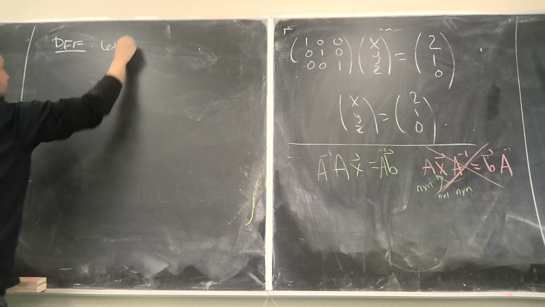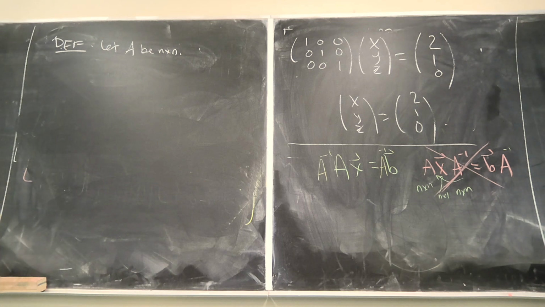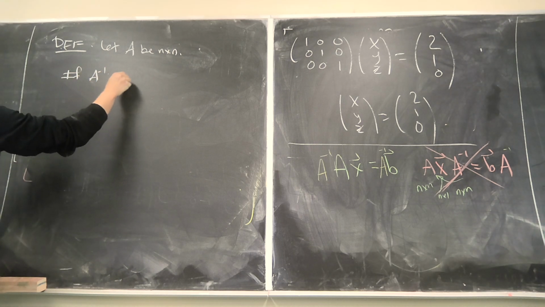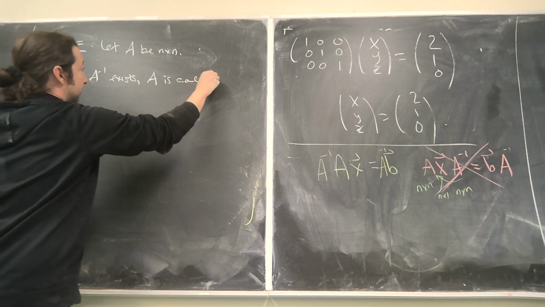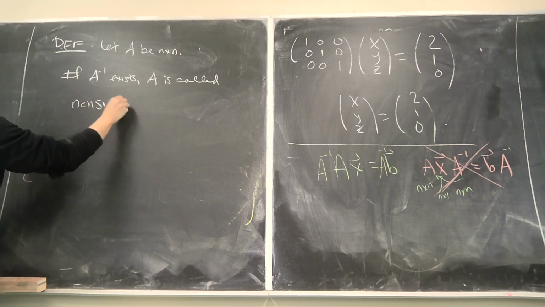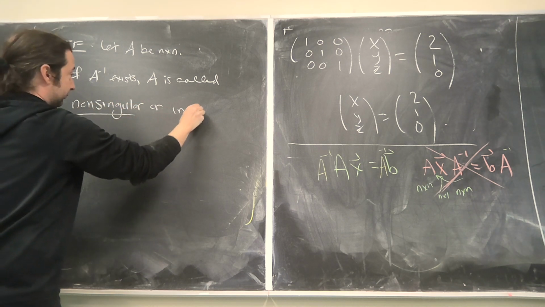So let A be n by n. So A is square. If A inverse exists, A is called non-singular or invertible.